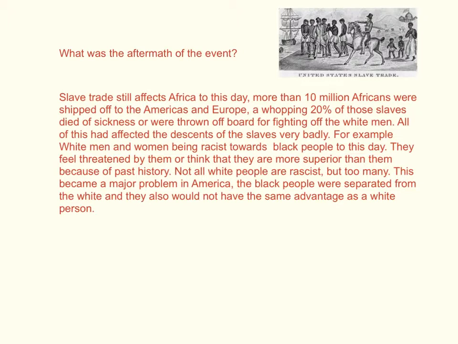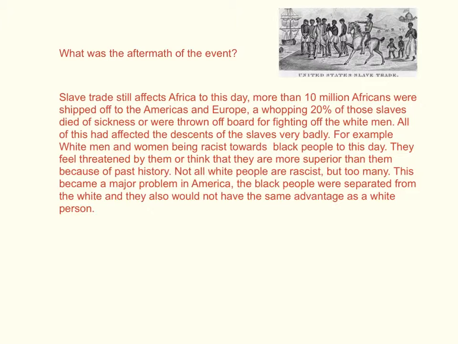What was the aftermath of the event? The slave trade still affects Africa to this day. More than 10 million Africans were shipped off to the Americas and Europe. A whopping 20% of those slaves died of sickness or were thrown overboard for fighting off the white men. All of this affected the descendants of the slaves very badly.